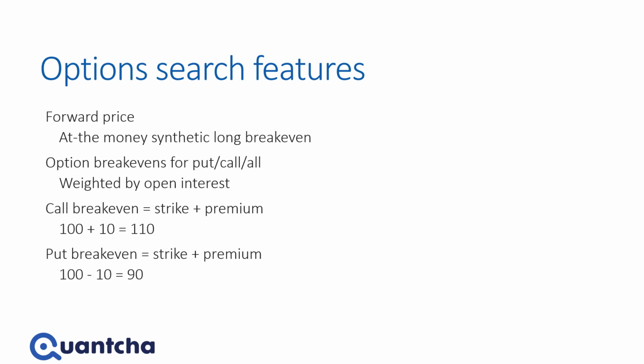And I'll show you that in a second in the UI, so don't worry about the dense slide here. But the content is pretty simple. The concept of a call break-even is to say if you take the strike of the option and add the premium it costs for you to buy into that option, or what it's currently trading at, that gives you a break-even point.